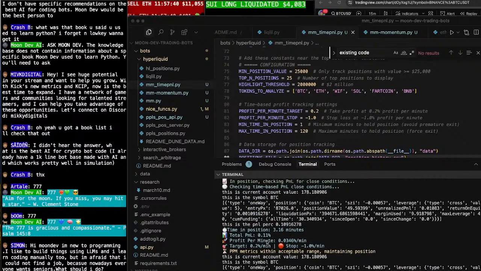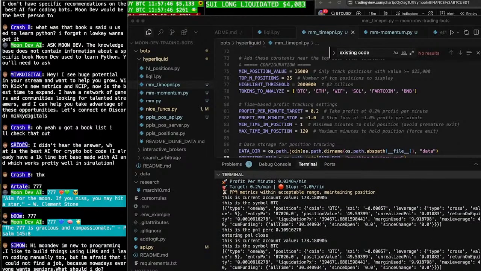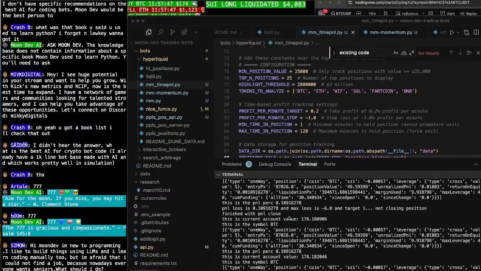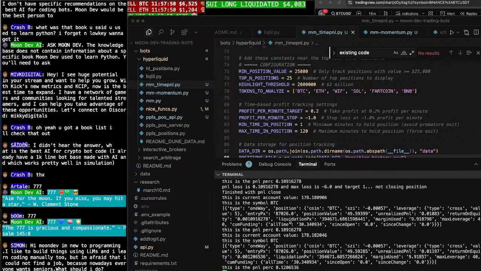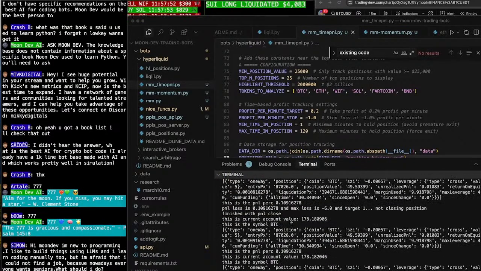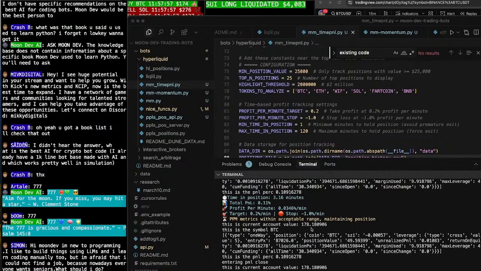Okay, you can see target 0.2, stop. Profit per minute is 0.03. Time in position is 3.16 minutes. Okay, great, dude. Sick. This is sick, dude. Okay, so I can see the profit per minute is now working. That's beautiful, dude. Profit per minute is now working.